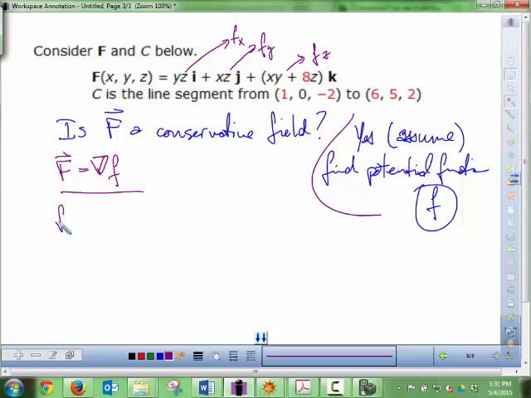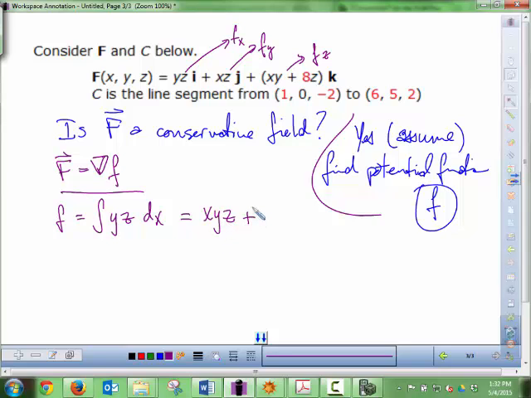So we will find out if this is in fact a potential function. Let's assume that yz, the first component of the vector field, was the derivative of little f with respect to x. So if we were going to try to attain the original function little f, we need to find the antiderivative of yz with respect to x. And yz is a constant with respect to x, so this is just going to be yz times x.